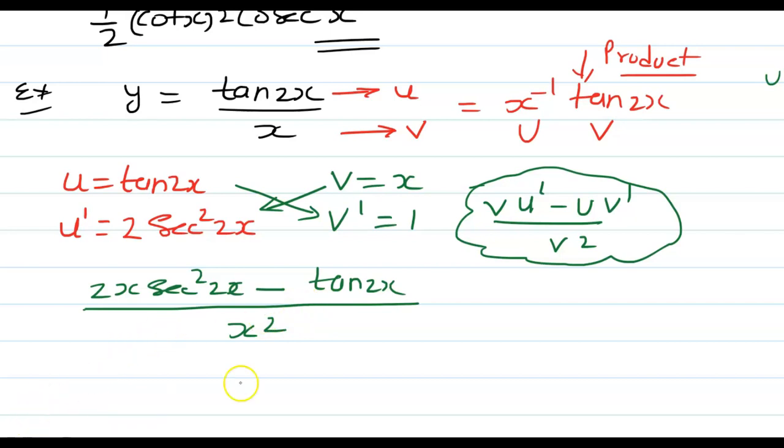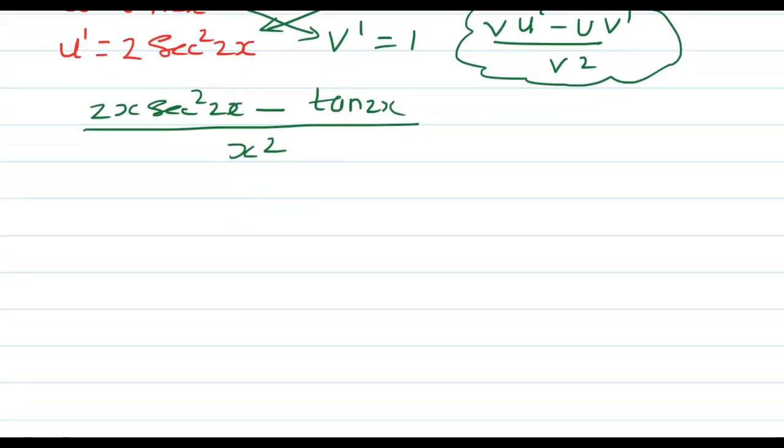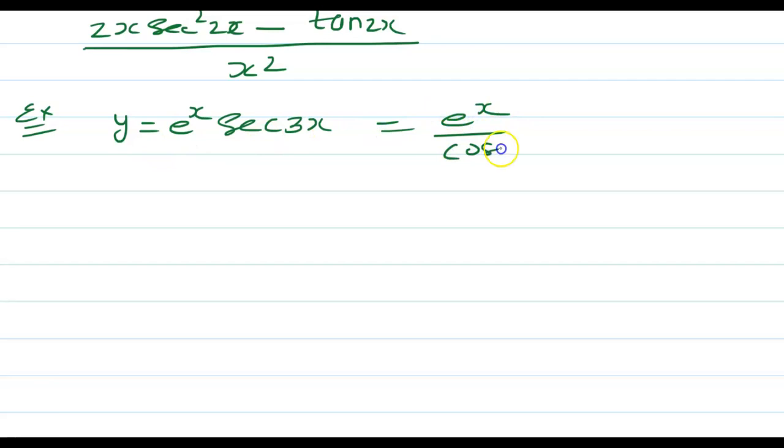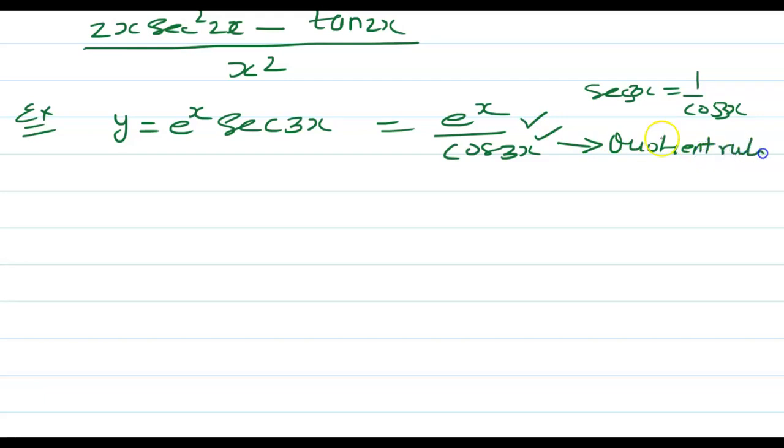Similarly, there is another question we take. So for example, if y equals e to the power x sec 3x. Okay, so here you can apply product rule, and if you don't want to apply product rule, you can change this question into this form with cos 3x, because sec x is 1 upon cos x. So sec 3x will be 1 over cos 3x. If you are using this, then you can use quotient rule, and if you are using this, then you can use product rule. Okay, so I'm going to use this.